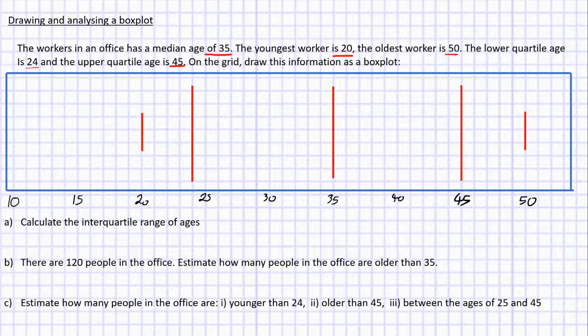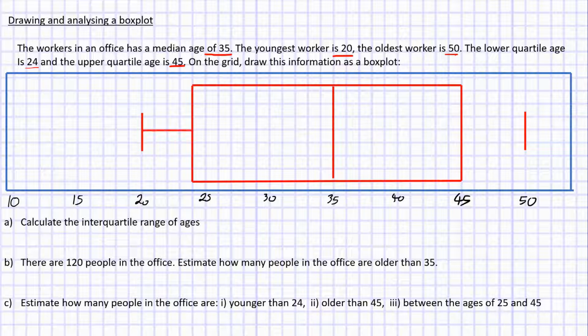So I just need to now draw the box and the whiskers. There's my box, and I'm drawing the whiskers in there. I can now do some calculations. The interquartile range, as you remember from cumulative frequency, is the upper quartile take away the lower quartile. So here, the interquartile range, which we call the IQR, is going to be 45 take away 24. If you notice, that's essentially the width of the box. So 45 take away 24, giving us 21. So the interquartile range is 21.